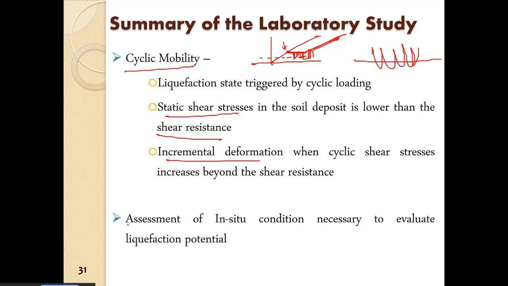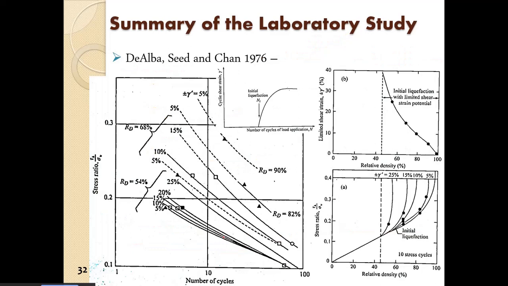Then now assessment of in situ condition. All of this is very necessary to evaluate the liquefaction potential. All of this state we have to assess very thoroughly to evaluate whether the soil will liquefy or not. So summarizing all this, D'Alba, Seed and Chan in 1976 came up with certain thumb rules. All right, so to say, they came up with certain thumb rules.